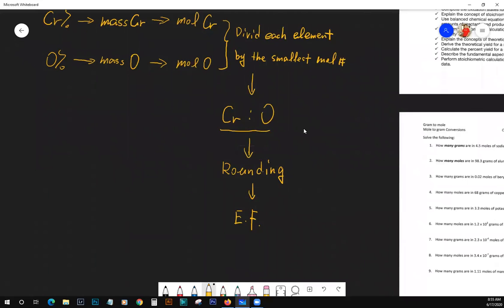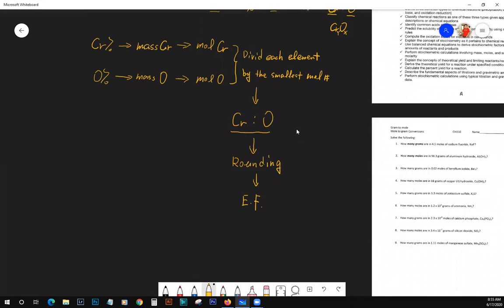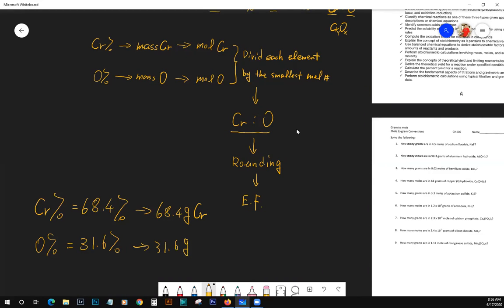Let's do the example, the chromium oxide. For any other calculation, if you want to figure out the empirical formula, you follow the same path. The chromium percent we got is 68.4%, and oxygen is 31.6%. First step, we change to mass. So we have 68.4 grams of chromium and 31.6 grams of oxygen.